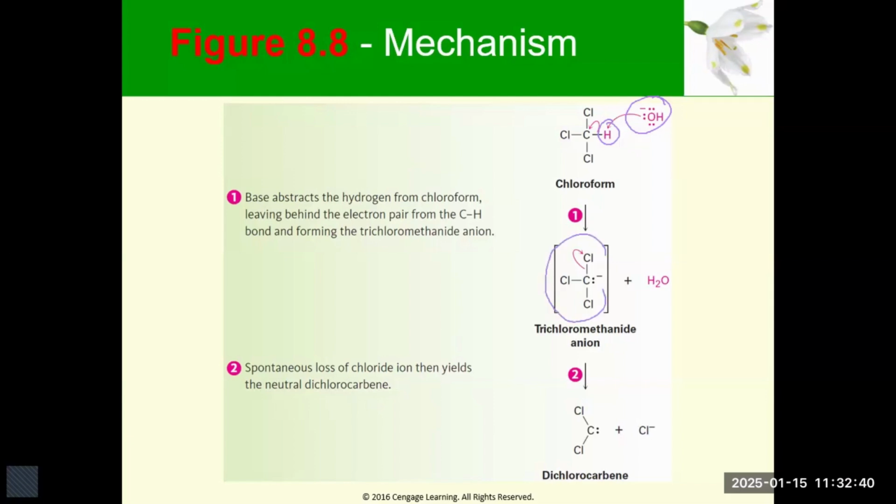Once you have this, what's going to happen is a loss of a chloride ion, and that's going to create a neutral dichlorocarbene, okay? A neutral dichlorocarbene. Once this is initiated, it's going to happen naturally. It's trying to get into its neutral state because chlorine is electronegative, and so it's better at carrying the negative charge compared to carbon carrying a negative charge.